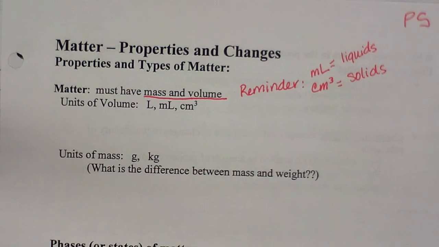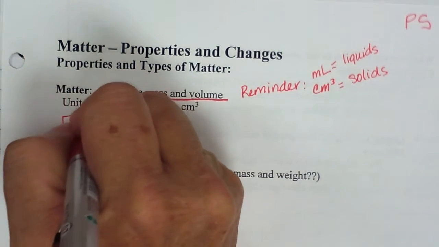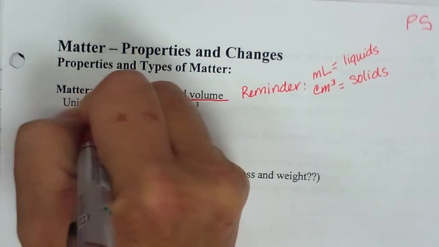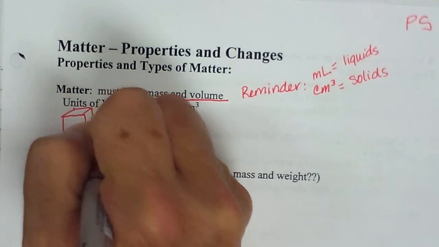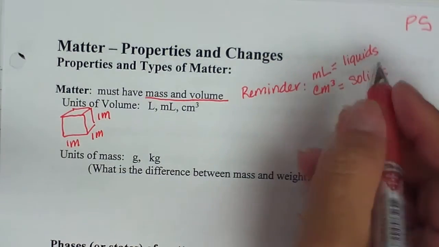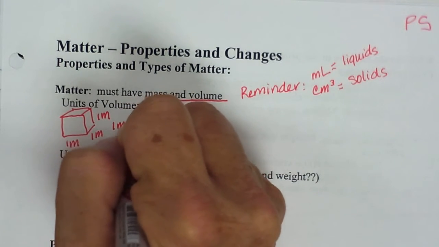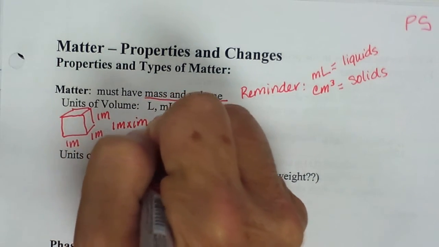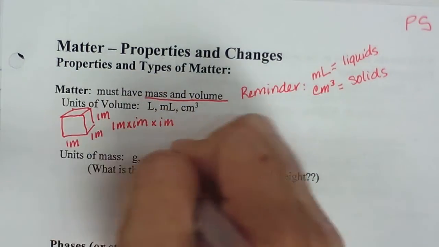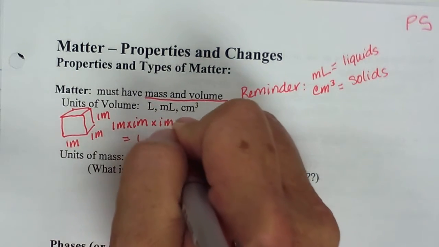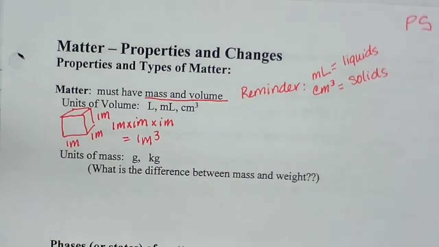So now, this is a little bit of a review. What if we had a cube that was 1 meter by 1 meter by 1 meter? And we wanted to convert this. So that makes this 1 meter times 1 meter times 1 meter. And so the volume of this is equal to 1 times 1 times 1 meter cubed. That's the volume of that, 1 meter cubed, right? What if I wanted to convert that into centimeters?